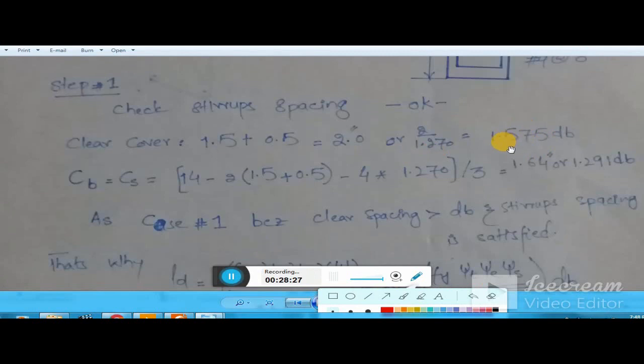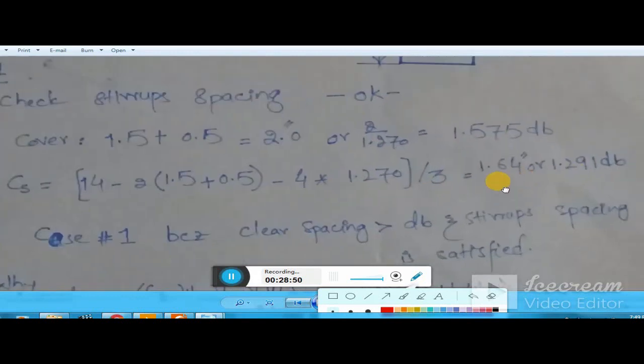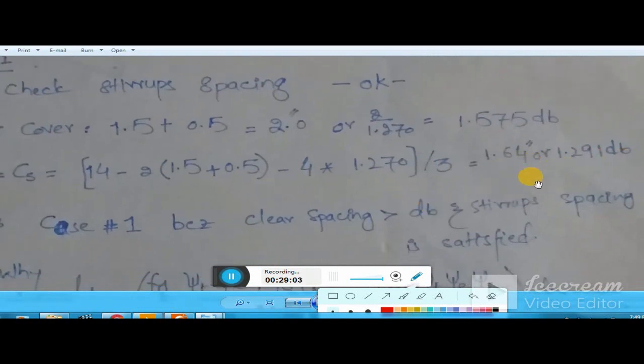Here I already mentioned why we calculate this. Here you see 1.575 times dB. This means that this is not greater than 2 dB, meaning if it were 2 we could say this lies in case 2. Here the spacing is more than dB by this much, but does not fulfill the case 2 criteria. And here you also see CB, that is also a side cover. The side cover is 1.29 times, meaning that is greater than dB. So this suggests that we have case number 1, clear.